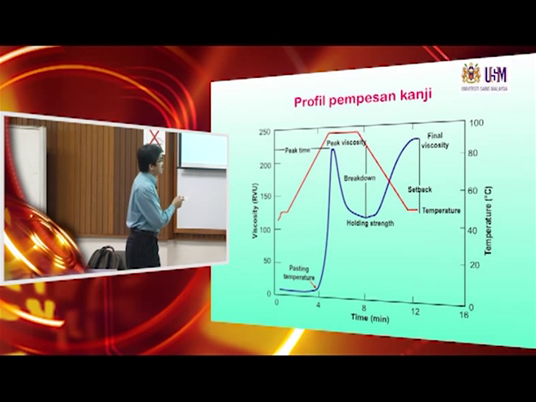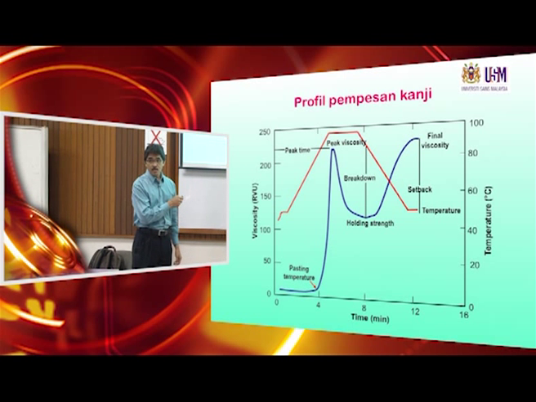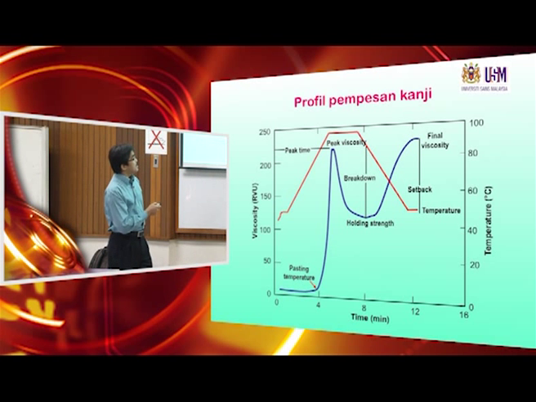One is the inflection point here, when the viscosity starts to increase. That is called the pasting temperature. So that is the onset. Then the viscosity would increase. Then we can measure peak time, meaning how long from the beginning of the heating until the starch reaches the maximum viscosity. So what is the time? This is what we measure as peak time.